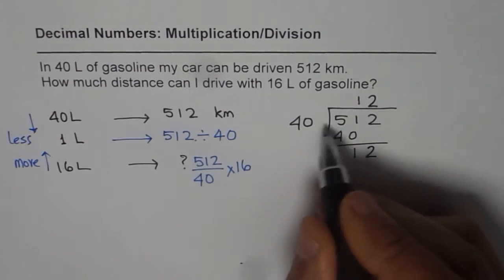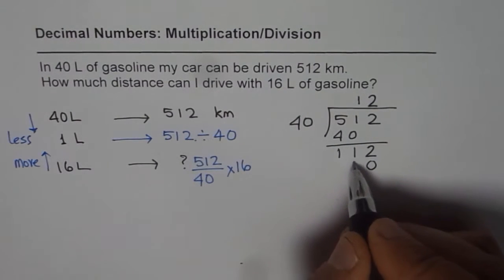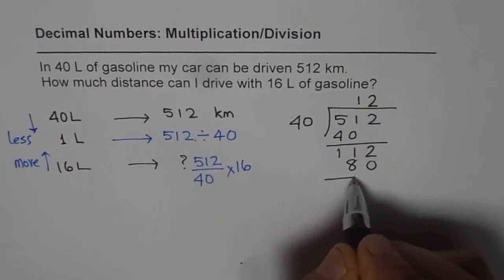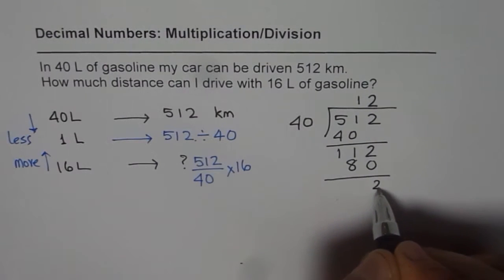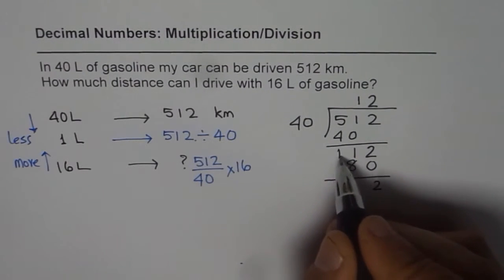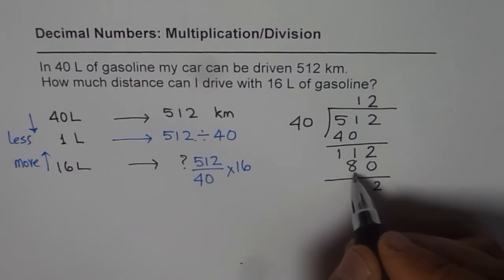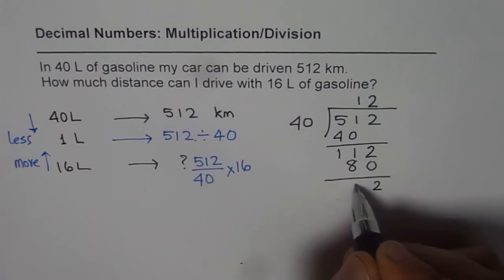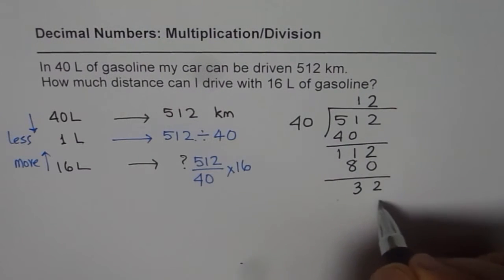2 times 0 is 0. 2 times 4 is 8. We get 80. When you take away, we get 2 here and borrow from 1. It becomes 11. This is 0. 8. When we take away from 11, we get 3. Now, we need to still divide.